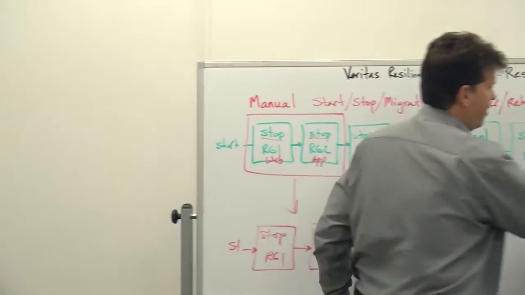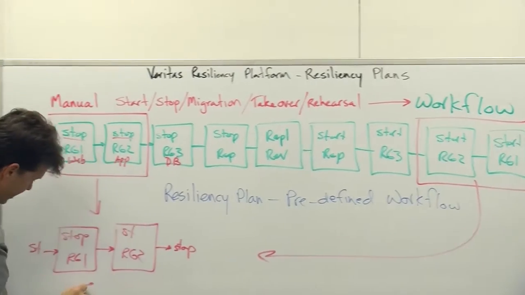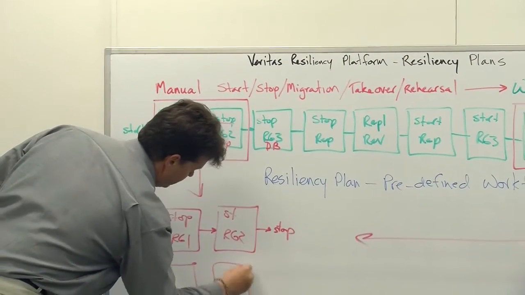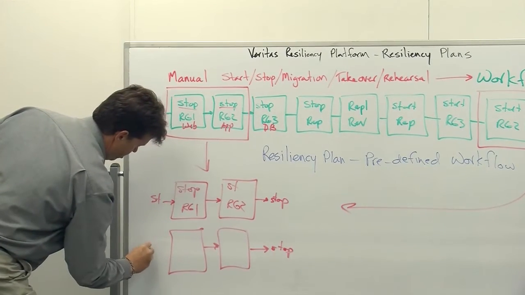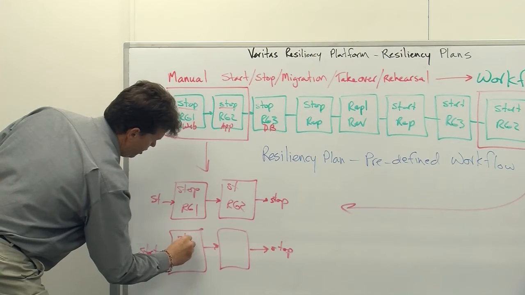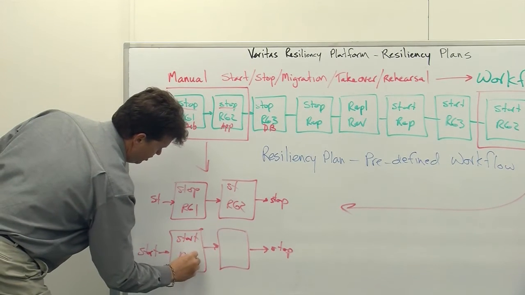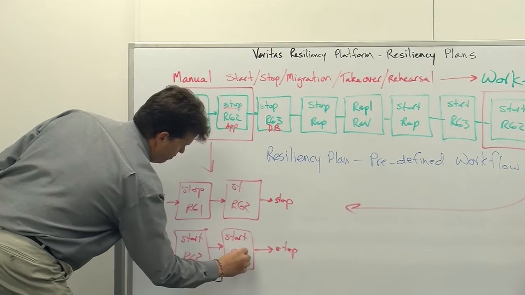So I can come over here, take this piece of this, bring this over here, and this would be another resiliency plan. Okay, so we have our stop, and we have a start point. Okay, and this will be my start of RG2 and start of RG1.